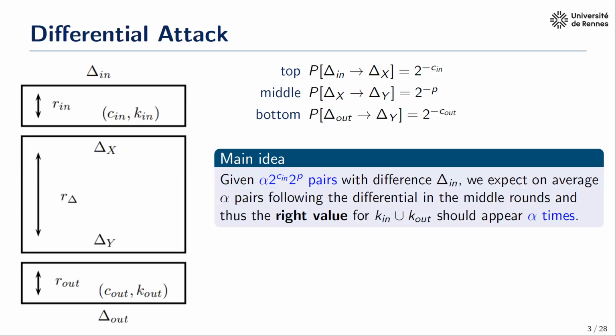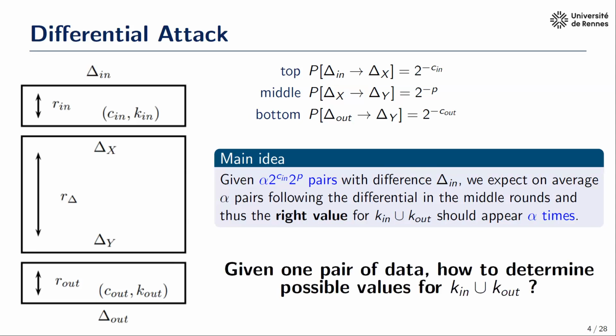And the main idea is that if given n pairs of data, the right values of the key material involved in the partial encryption-decryption process should appear more often than the wrong ones, and so we can identify them. So the critical part of the differential attack is, given a pair of data, how we can determine the possible values for the key material involved in the encryption-decryption process.